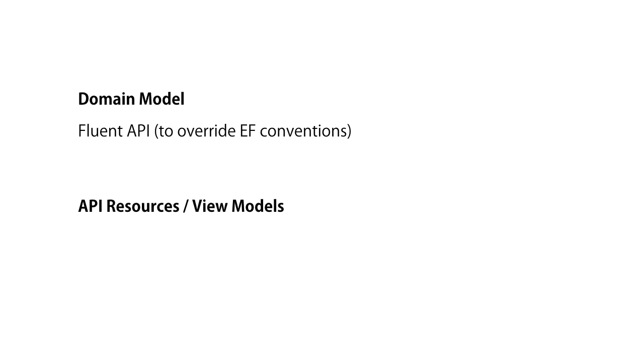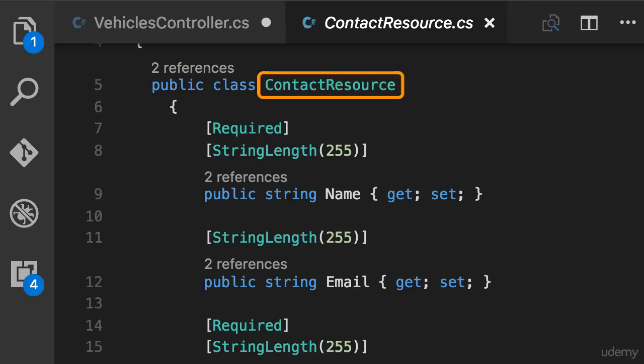So what I want you to pay attention to here is that we use Fluent API to override the default conventions that come with Entity Framework. These conventions determine how our domain classes map to our database tables. So that's Fluent API. Now, back in our contact resource class, here we are dealing with an API resource. This is not a domain model. Here we are not dealing with Entity Framework. And we use data annotation here to implement validation.